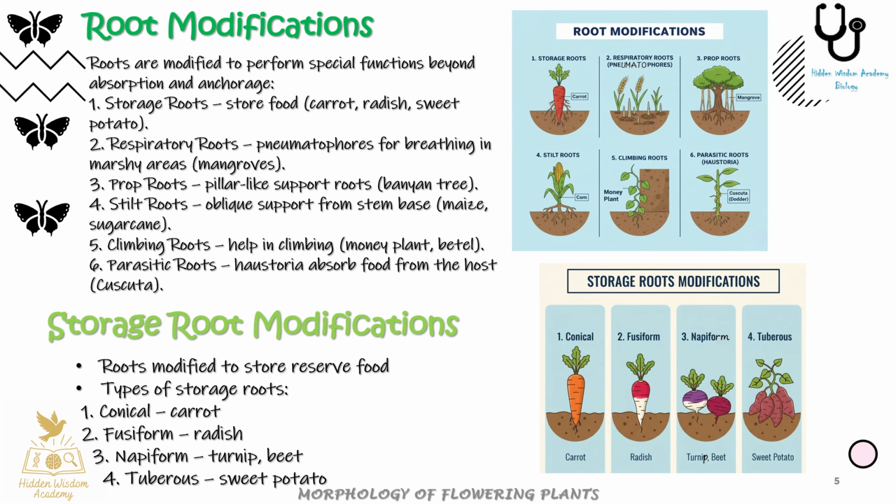Now, let's talk in detail about storage root modifications. Some roots store food and are called storage roots. They are of different shapes. Conical roots, like carrot, are cone-shaped. Fusiform roots, like radish, are swollen in the middle and taper at both ends. Napiform roots, like turnip and beet, are round at the top and taper quickly. Tuberous roots, like sweet potato, are swollen but have no fixed shape.